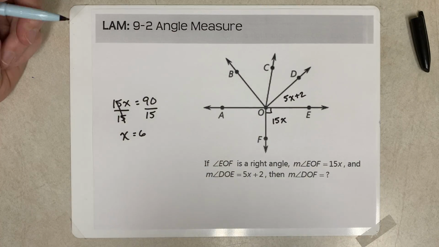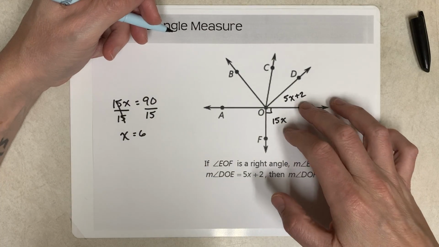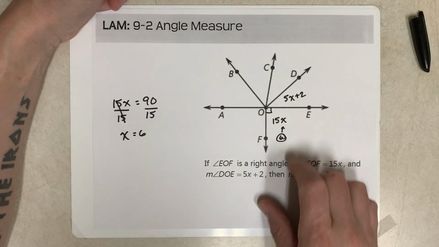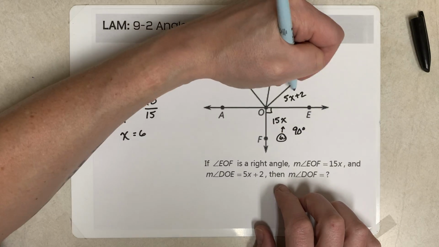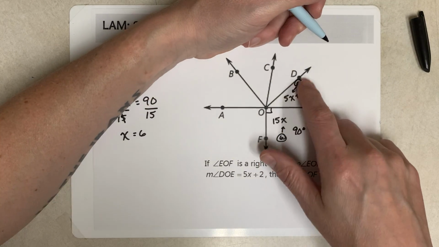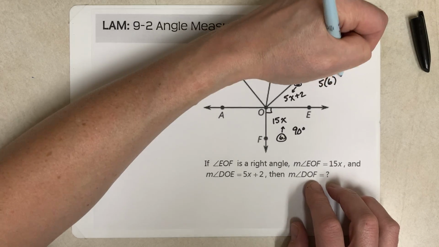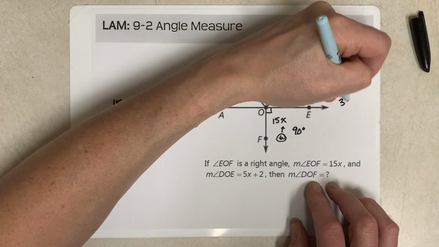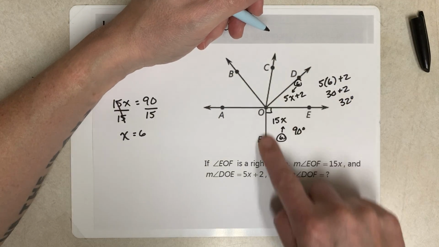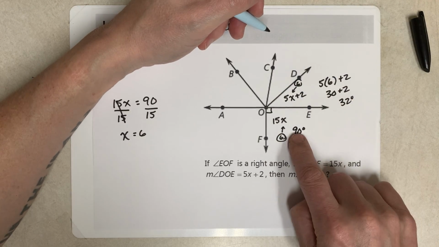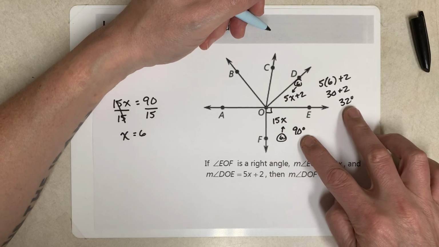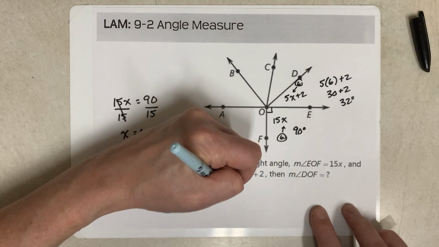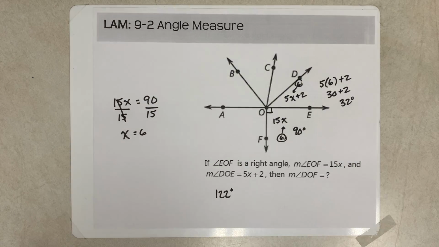If x is 6, I have to plug that back in to both of these to make sure I can get the angle measure. So I know already that if I plug a 6 back in for that x right there, I'm going to get 90 degrees. If I plug a 6 in here, I'm going to get 5 times 6 plus 2, which is 30, plus 2, which is 32 degrees. So all of this angle together is these two, which is going to be 90 plus another 32 for a grand total of 122 degrees for the whole thing. So 122 degrees for the whole thing is your final answer for that one.